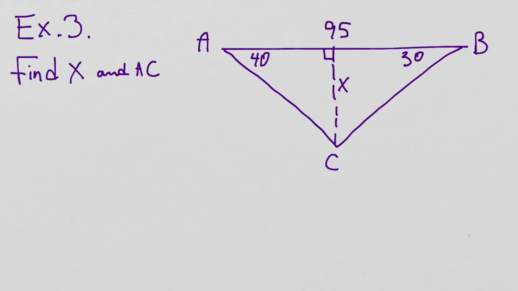So our last example here, it says find x and AC. x is this dotted line here, perpendicular to this 95 side, and also AC. I'm just calling this side b here.